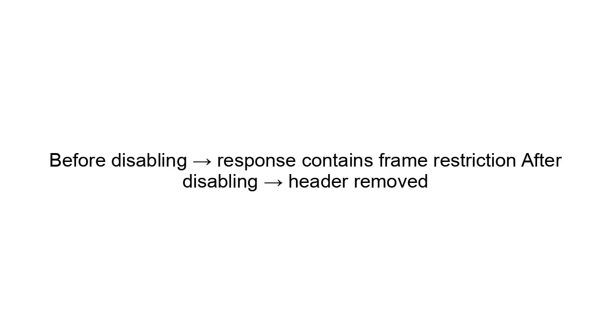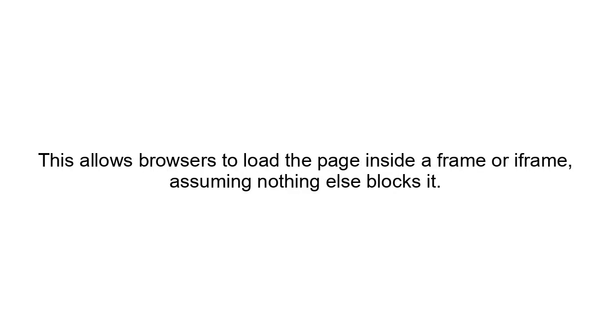What happens after disabling it? After disabling frame options, Spring Security stops sending the X-Frame-Options header. Example concept: before disabling, the response contains the frame restriction. After disabling, the header is removed. This allows browsers to load the page inside a frame or iframe, assuming nothing else blocks it.